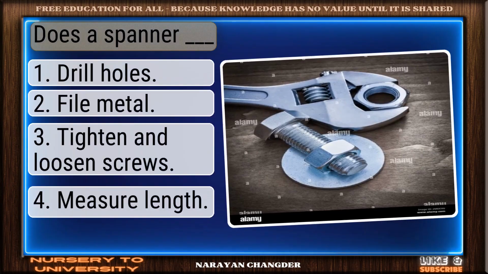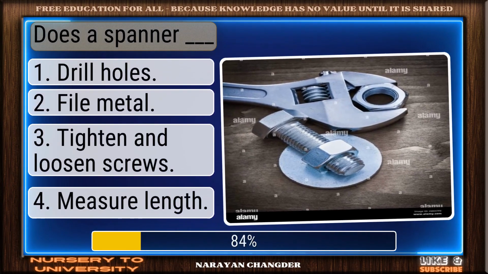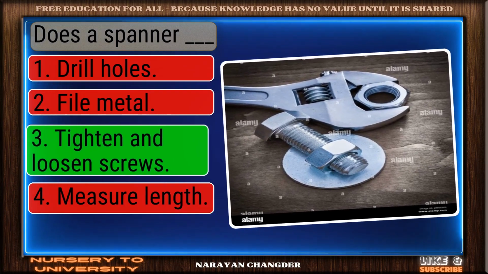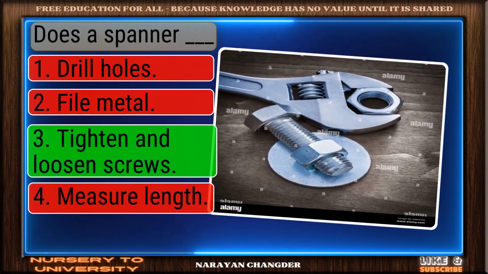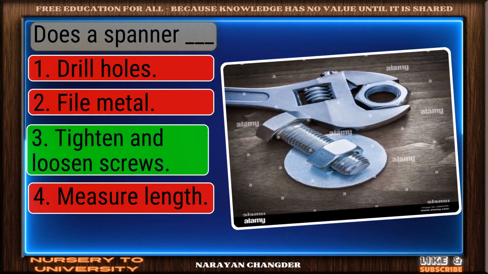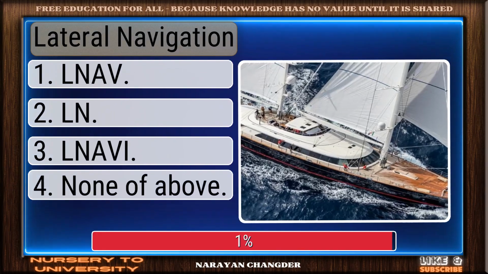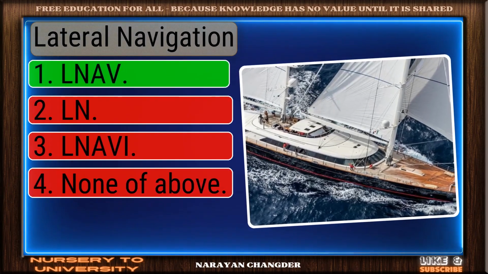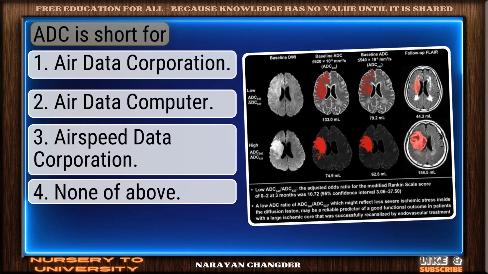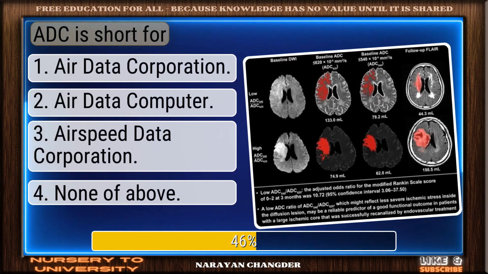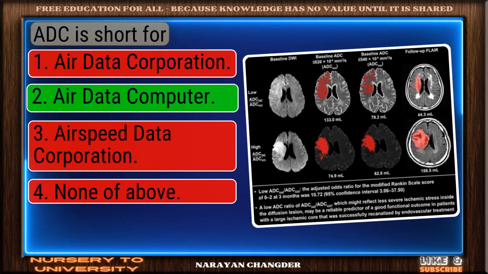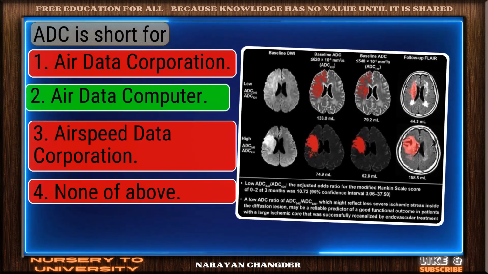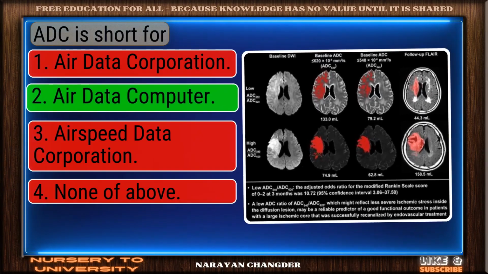What does a spanner do? Correct response. Tighten and loosen screws is the most accurate answer. Lateral navigation. Sharp thinking. LNAV is the right choice. ADC is short for... Smart pick. Air data computer is the correct choice.